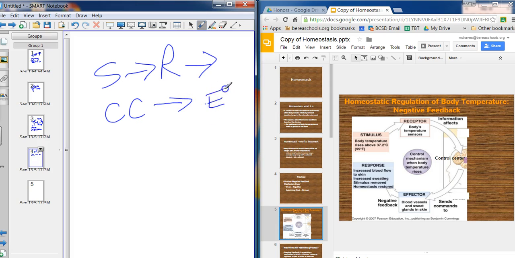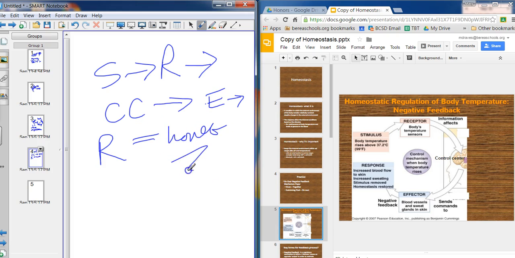The effector is the actual things that happen as a result of the control center receiving this information. The effector could be the blood vessels and sweat glands in the skin starting to push more blood through. Glands in the skin open up, and then that leads to a response. Your response is an increased blood flow to the skin that increases sweating, and the stimulus is then held back down, and homeostasis is restored.